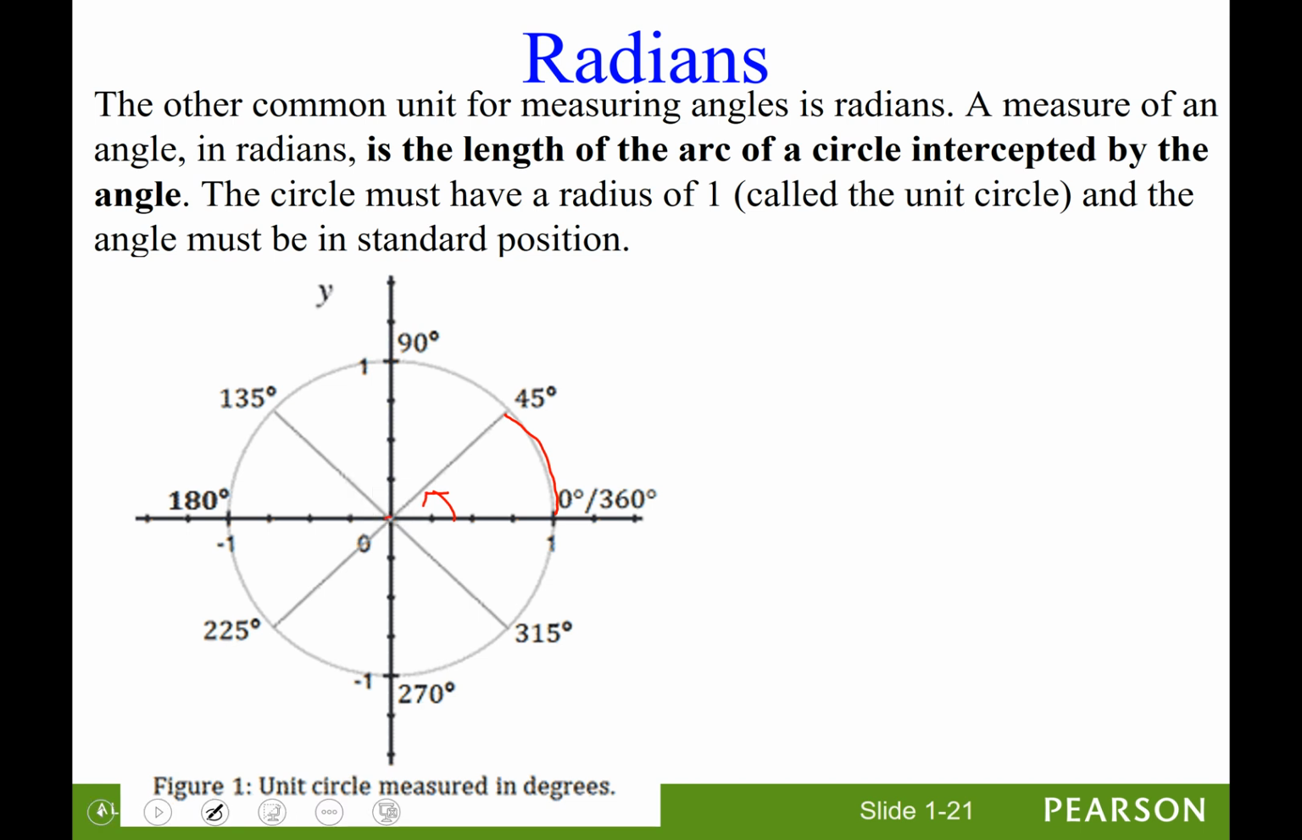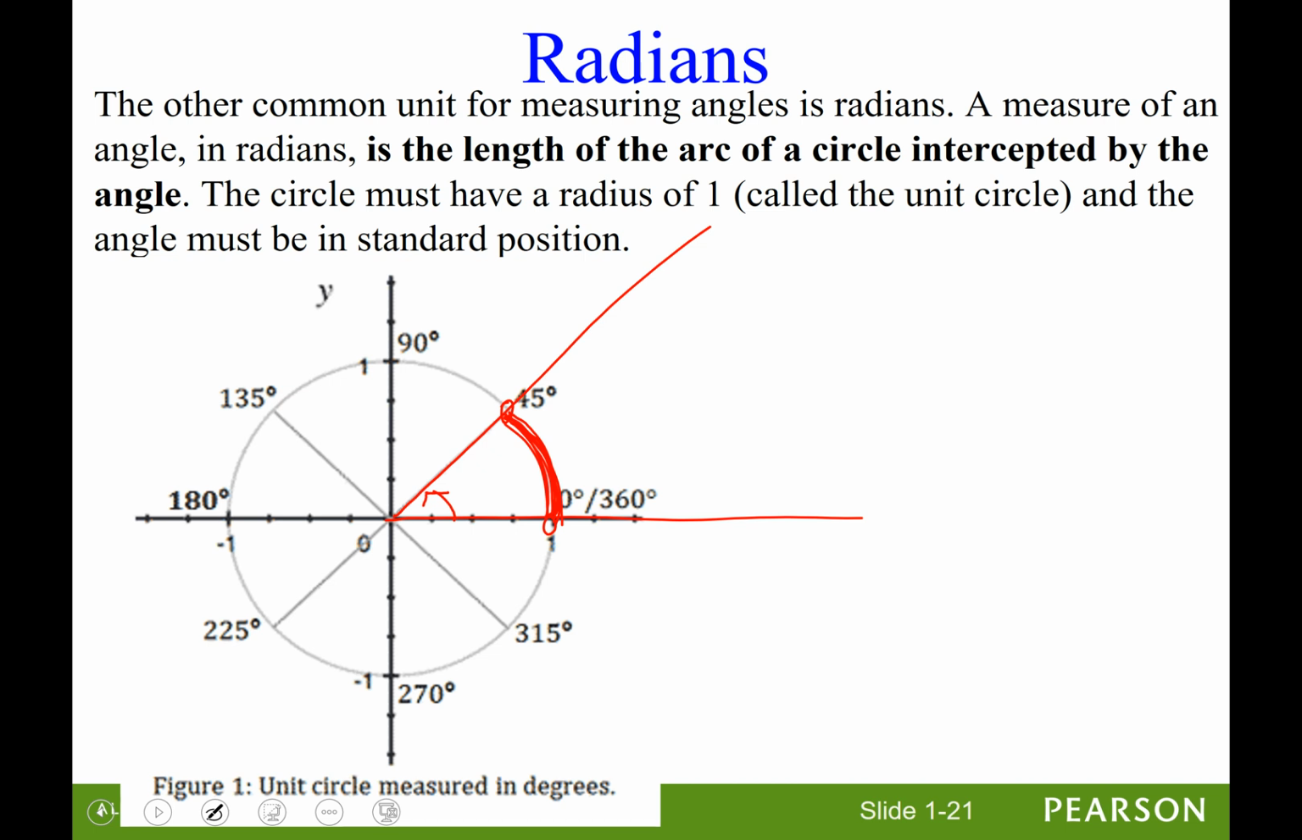Intercepted. So let's say, I don't know if you play baseball or anything, but if you throw the ball or run to there, and then in the other situation you throw or run to here, you have intercepted the circle here and here. So this is the arc that you have intercepted. However long that arc is, that is the radian measure of the angle.